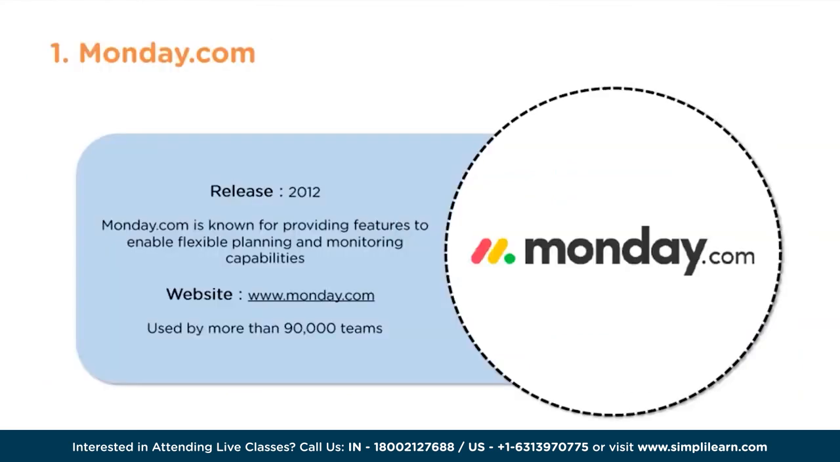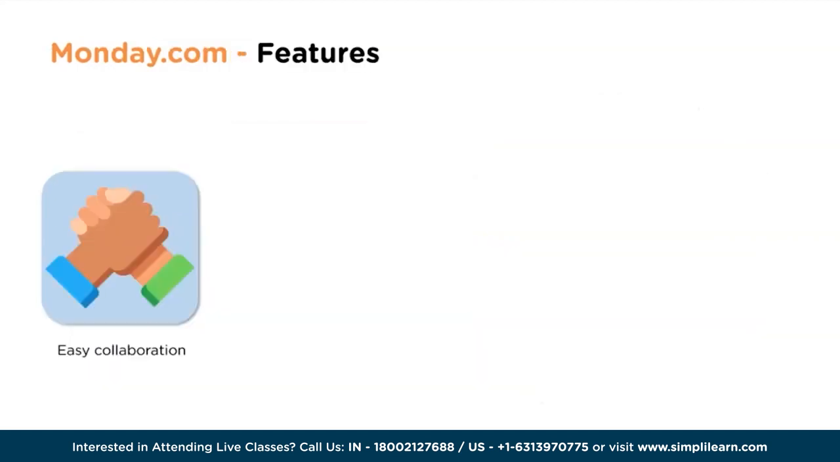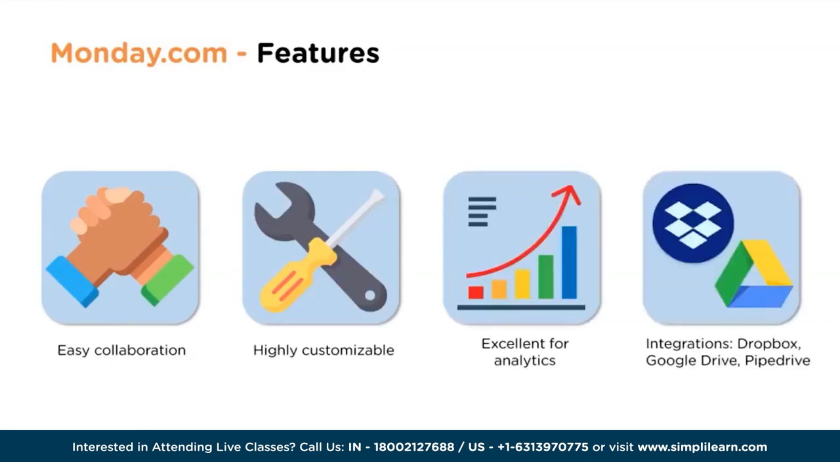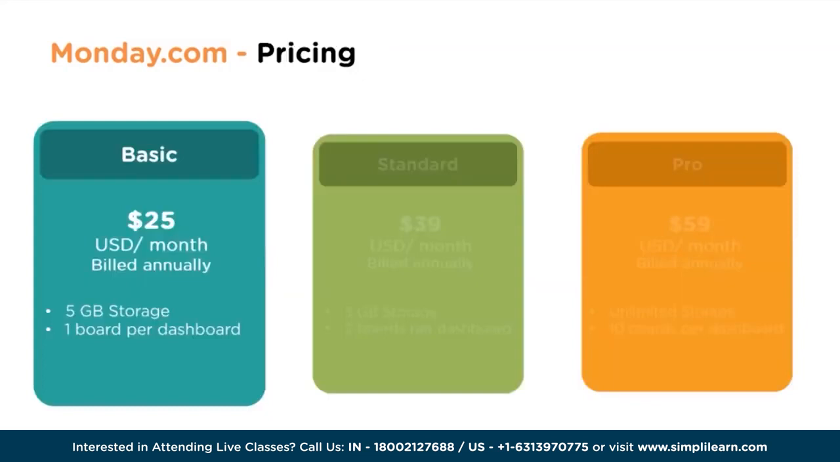Monday.com was released during the year 2012 and it is known for providing features to enable flexible planning and monitoring capabilities. The website where you can access the tool is www.monday.com. This tool is used by more than 90,000 teams across the globe. Monday.com features and functionality include: it is easy for collaboration, highly customizable, excellent for analytics, and integration with Dropbox, Google Drive and Pipedrive is possible.